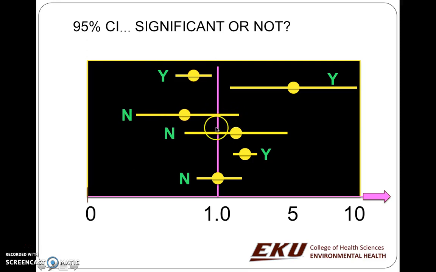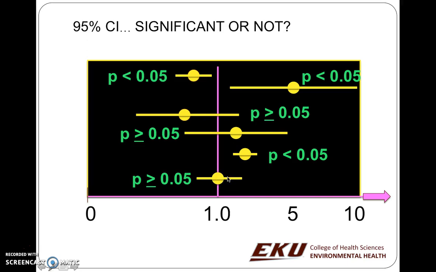It includes 1. Same thing here. It includes 1. This one, does it include 1? No. In fact, it's all above 1. So yes, it is significant and it's significantly harmful. And then this last one, it was right on the magic number of 1 already, so that suggested no association. And is it significantly harmful or protective? Well, it goes on both sides of 1, so it's not significant.